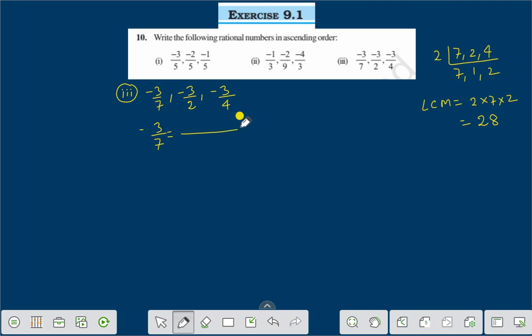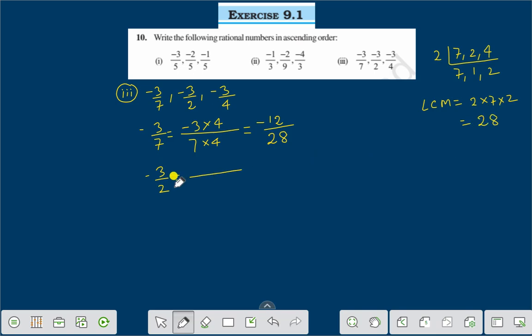If we divide 28 by 7, we are getting 4, 7 fours are 28. That means you have to multiply the numerator and denominator with 4. That is 7 into 4, and this one is minus 3 into 4, that is minus 12, and 7 fours are 28. Next one is minus 3 by 2.